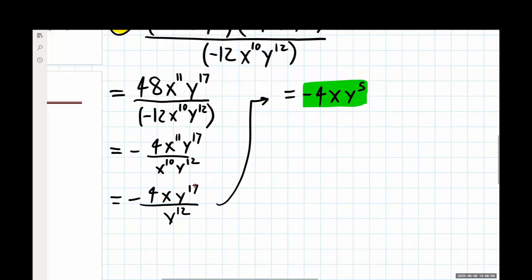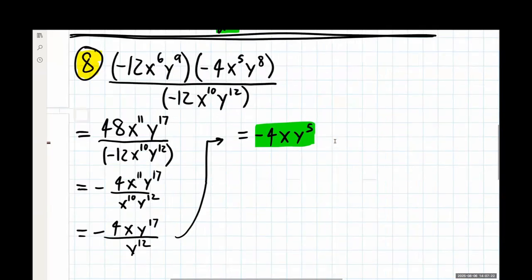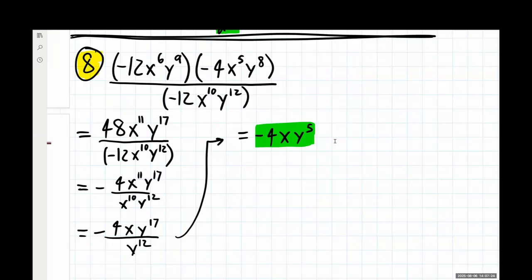I then have y to the 17th over y to the 12th. I would subtract those as well. 17 minus 12 gives me 5. The numerator has more y's in it, so y to the 5th is going to go in the numerator spot, and the entire denominator just became 1. We don't need to actually write the 1 in there. It is assumed and implied to be there, but yeah, this gives us our fully simplified final answer here.